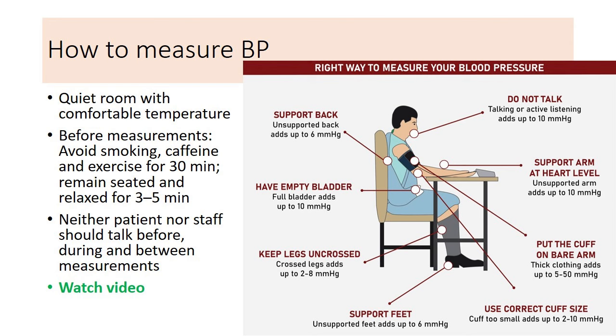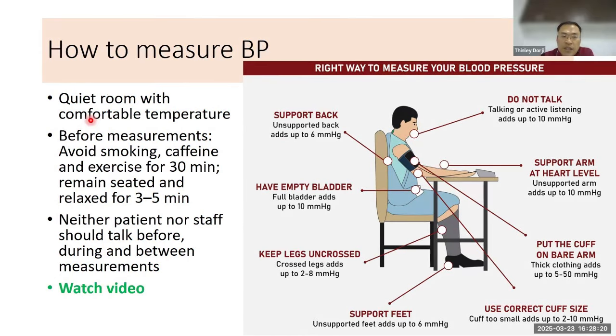The next step here is to demonstrate how to measure your blood pressure correctly. First requirement is that it has to be a quiet room with a comfortable environment. Before the measurements, the patient should have stopped smoking, and had no exercise or caffeine for the last 30 minutes. You make the patients wait and provide them a comfortable seat in your waiting room. They should remain seated and relaxed for 3 to 5 minutes before coming to the BP measuring chair. And neither the patient nor staff should talk in between or during the measurements, and no texting, nothing like that.